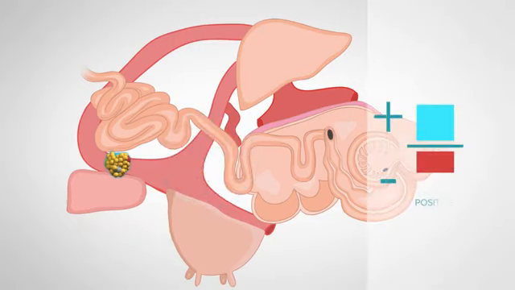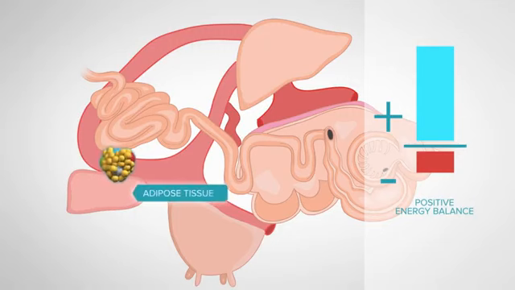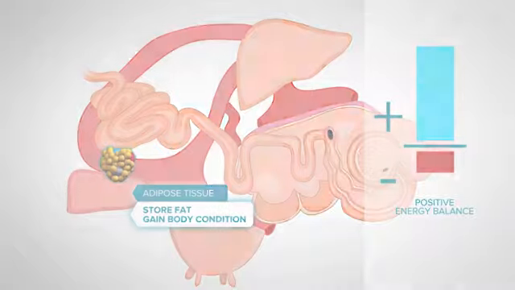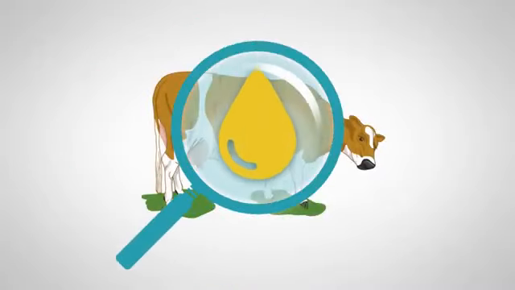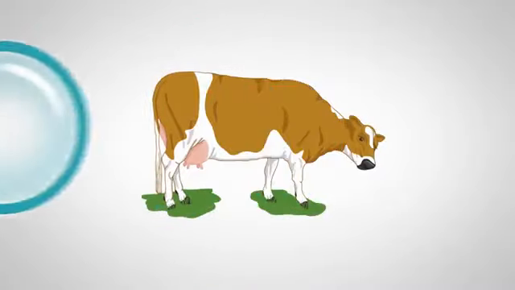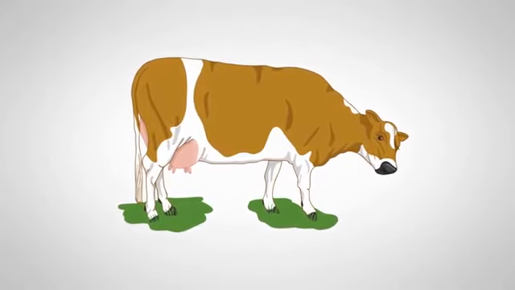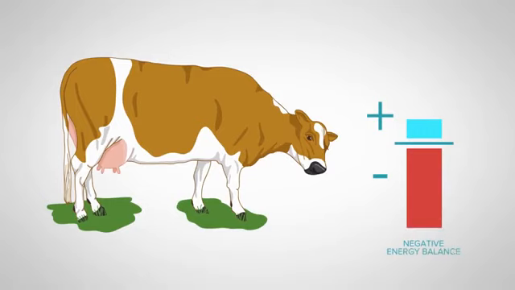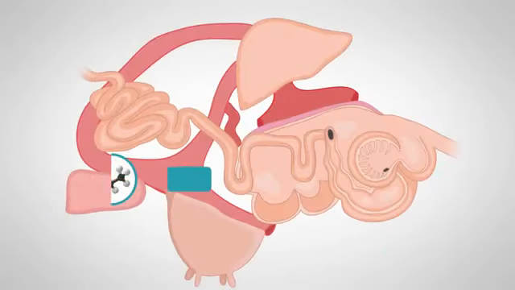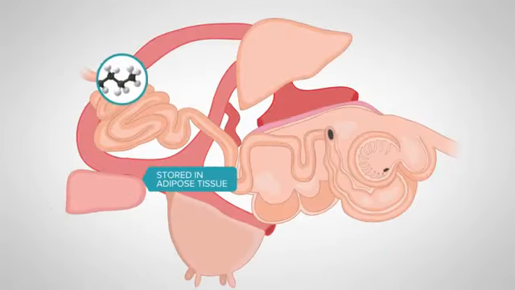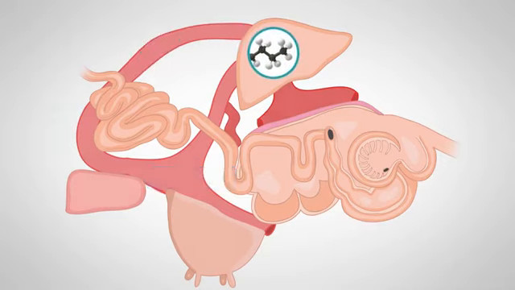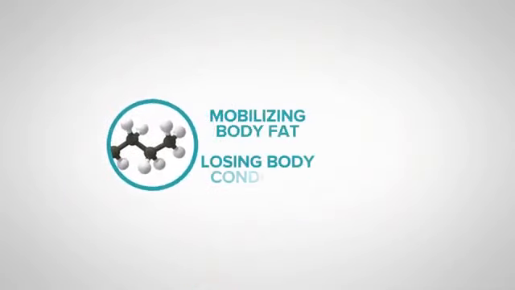If a cow is in a positive energy balance, lipoproteins are also partitioned towards adipose tissue and used to store fat or gain body condition. So that's what happens to fat that is in the cow's diet. However, the diet is not the only source of fatty acids that are used by the cow. If the cow is in a negative energy balance, fatty acids that have been stored in adipose tissue are released into the circulation. Now, this is known as mobilizing body fat or losing body condition.